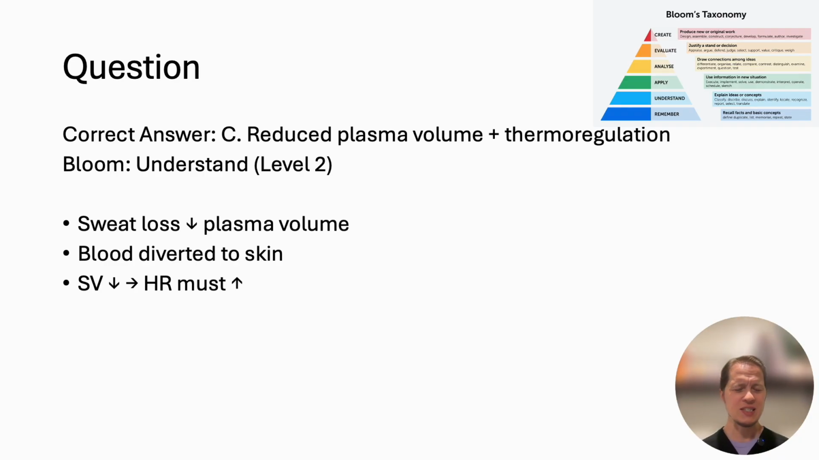And this, even though it might sound complex, is actually only a step above the remember. This is an understand concept. As you sweat and send more blood to the skin for cooling in the evaporation component of sweat, your stroke volume is inevitably going to decrease. Your heart rate, therefore, has to rise to maintain that cardiac output. And this phenomenon is called cardiac drift.